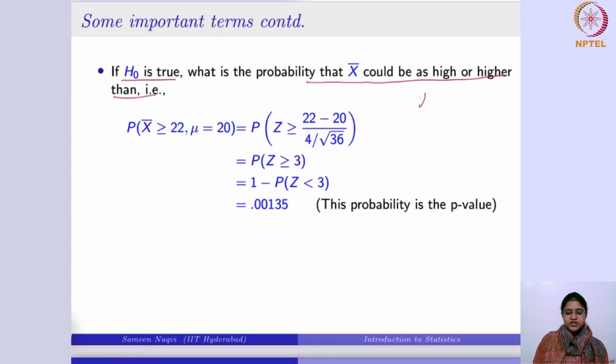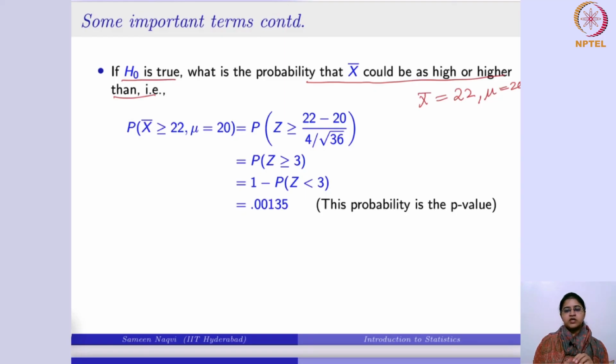So you have observed that x bar is 22. The p-value would tell you the probability that, if the null hypothesis is true, that is, it is actually 20, then what is the probability that you are going to get a mean greater than 22? Because the null hypothesis is given to you, it means the population parameter is 20. Now you are taking a sample, and you are getting 22.